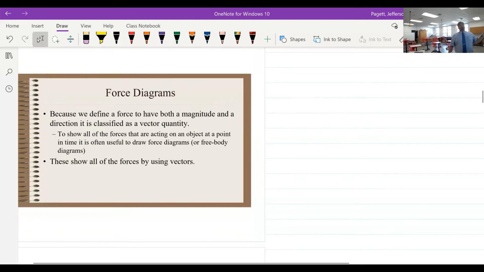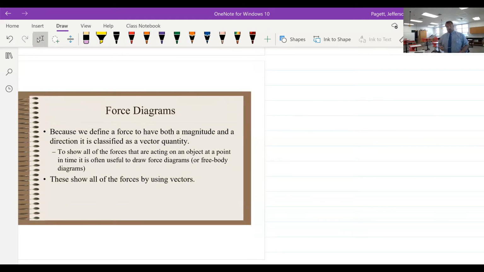Now, because we talk about net forces, we need to know the vector sum of all forces. And there are many situations where there are multiple forces working on an object. It is often really a good idea to actually draw this as a vector diagram. And so I'm just going to give you an example.